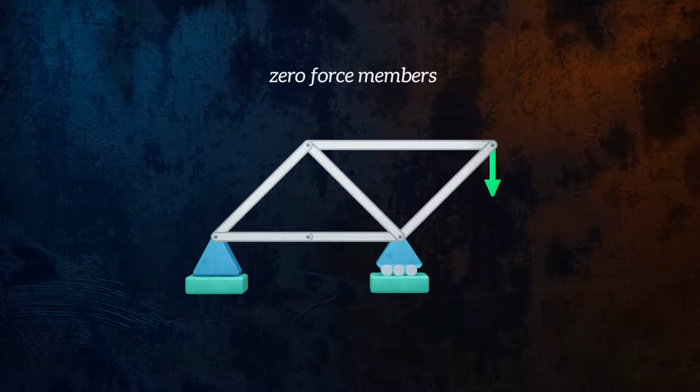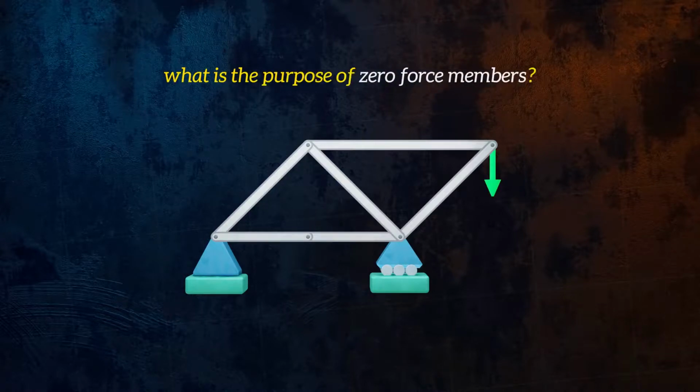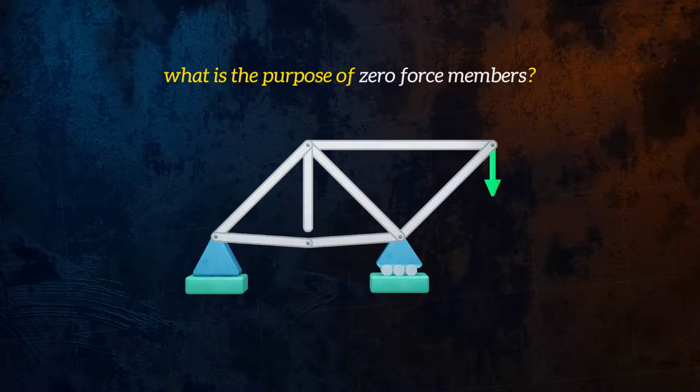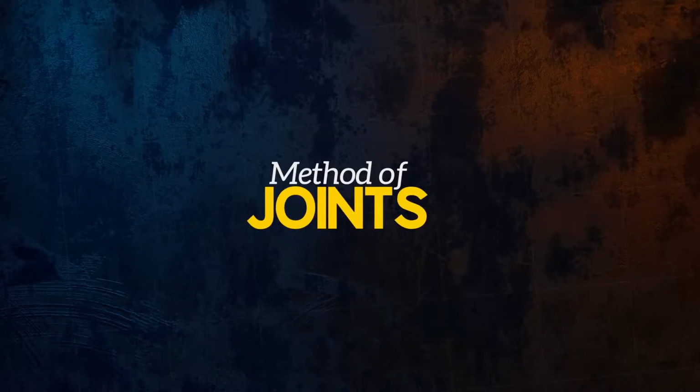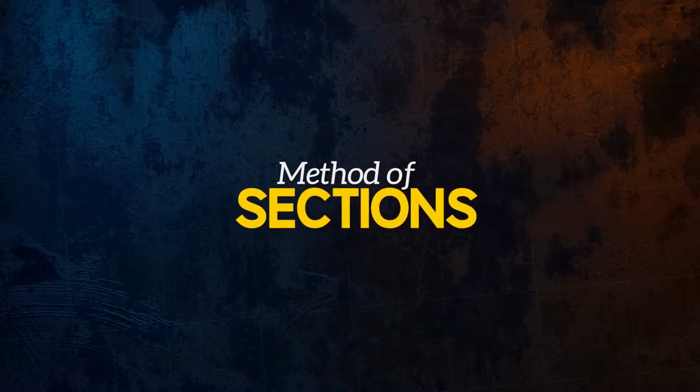You might be wondering why anyone would bother including zero force members in a truss if they carry no loads. They are definitely not useless. They are usually included to provide stability, for example, to prevent buckling of long members which are under compression. Or they may be used to make sure that unexpected loads won't cause the structure to fail. We've covered the method of joints. Let's look at the other method we can use to solve trusses, which is the method of sections.